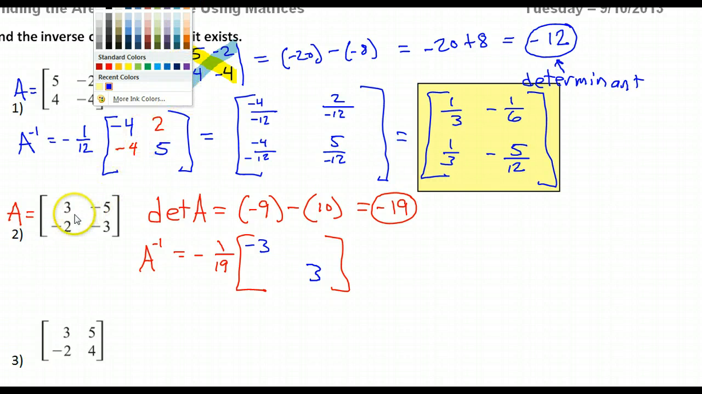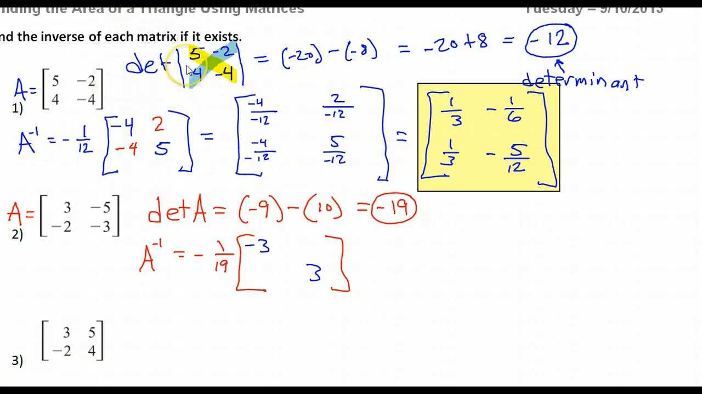Now I'm going to negate the up diagonal. So the -2 and the -5, they're going to stay where they are. They're just going to change signs. So the -2 becomes 2, and the -5 becomes 5. Okay, reverse negate. All right, and then I just need to divide everything by -19.